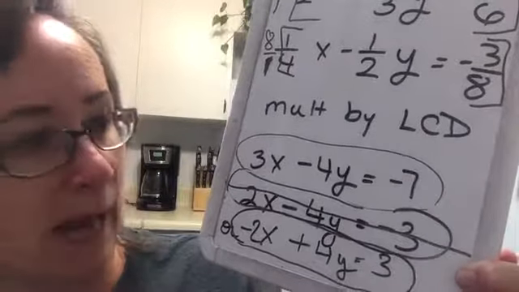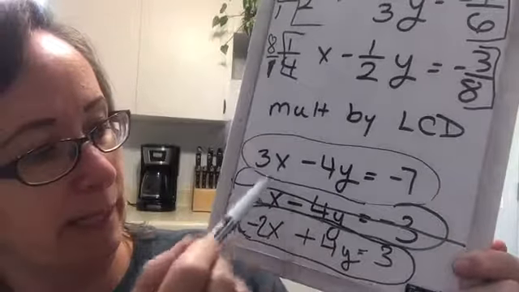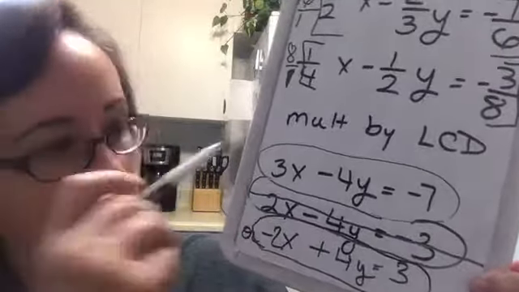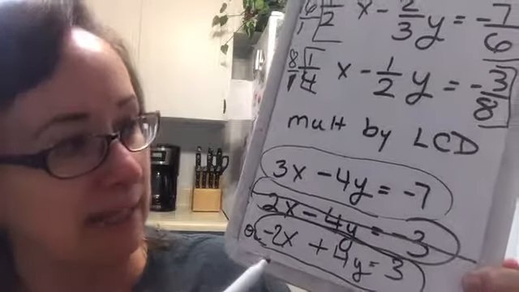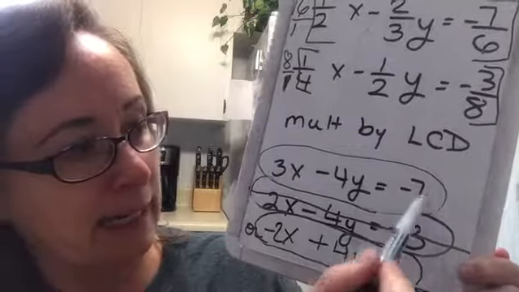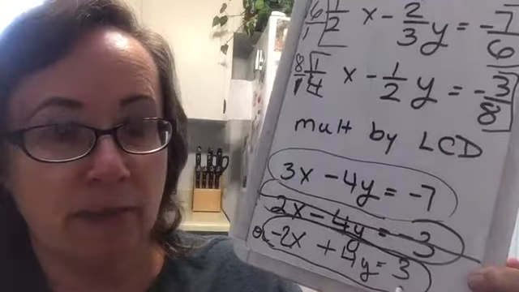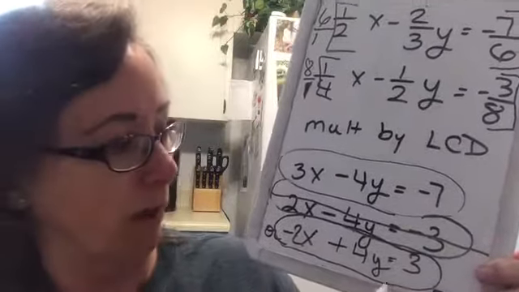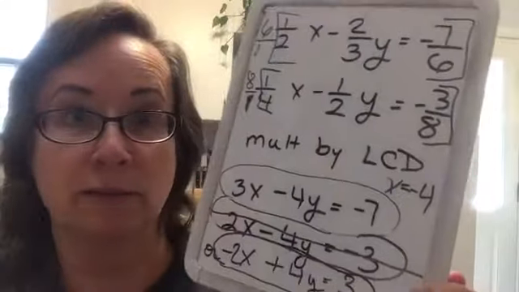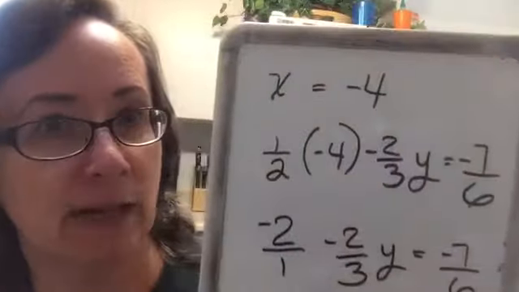So now look what happens. I've got a 3x minus a 2x. When I add these together, 3x and a negative 2x is an x. My y's cancel, and I get a negative 7 plus a 3 is a negative 4. So I wind up with an x is negative 4. So I have one of my variables. So here we have x is negative 4.